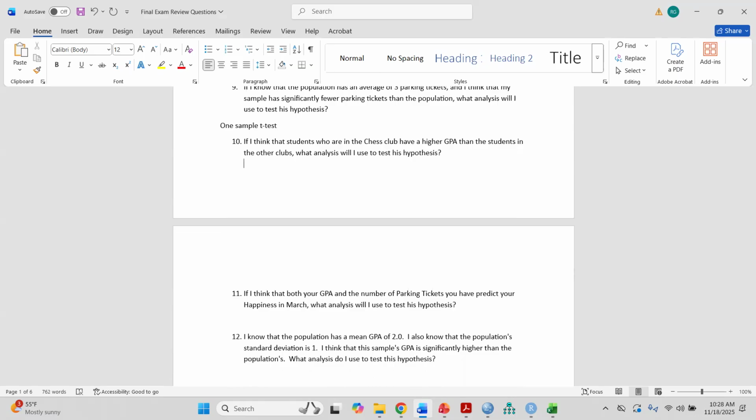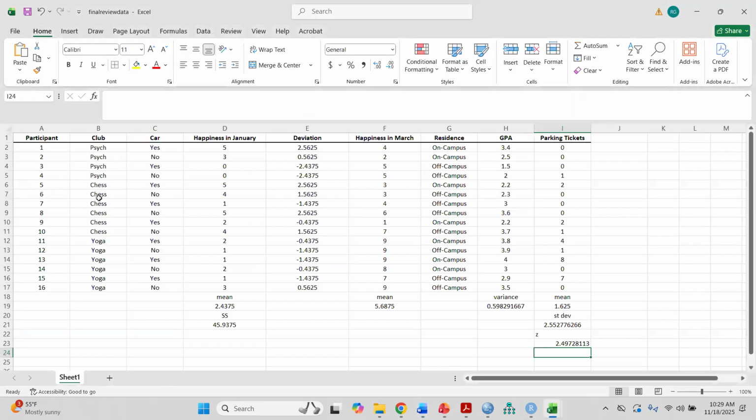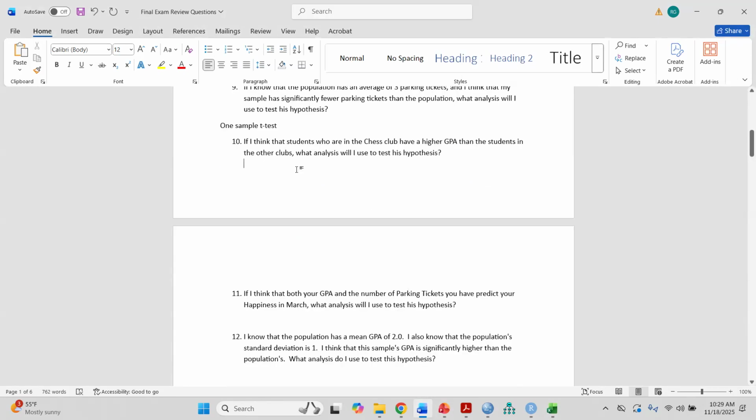If I think that students who are in the chess club have a higher GPA than students in the other two clubs, what analysis will I use to test this hypothesis? So remember, there's three different clubs, psych club, chess club, yoga club, three different levels. And if I'm comparing them on some numeric dependent variable, well, that's a one-way ANOVA.